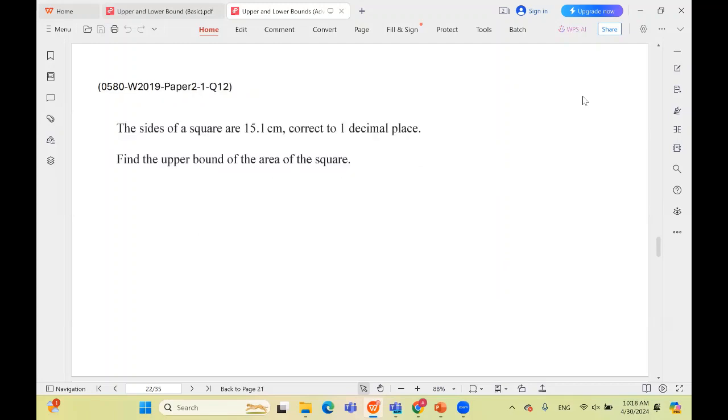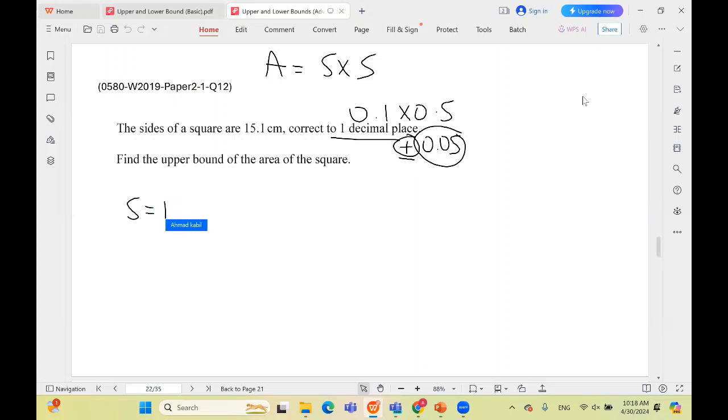The sides of a square are 15.1 centimeters, correct to 1 decimal place. Find the upper bound of the area of the square. So like we just said before, the area of a square is side times side. We have a level of accuracy of 0.1, 1 decimal place. We multiply that by half, we get 0.05. This is what we're adding or subtracting. Here we want upper bound, so we're just adding. So the S is going to be 15.1 plus 0.05.